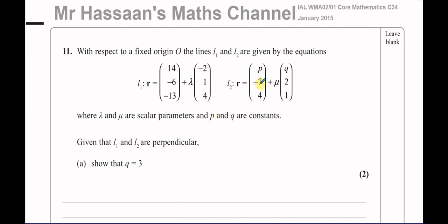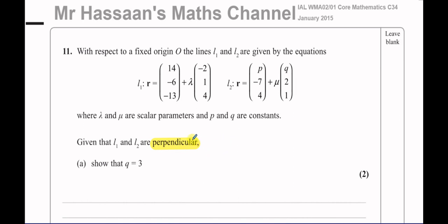Okay, so lambda and mu can change their value depending on where the line is, but p and q here are constants, which we're obviously going to have to find. So it says, given that line 1 and line 2 are perpendicular, show that q equals 3. So this is one of those show that questions where they have given us the value of q, so you have to be extra careful in showing your steps to get the full marks for the question.